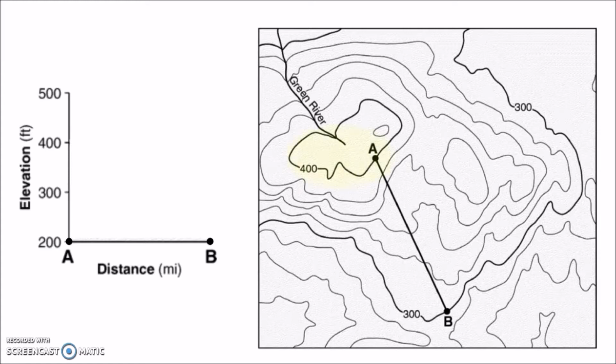Let's look at point A on the map. Point A is on the 400 feet contour line, so we'll mark 400 feet for A, and B is on the 300 feet contour line, so we'll mark 300 feet for B and connect the two. We see that the profile is a slope from A down towards B. This is a simple example of a profile.